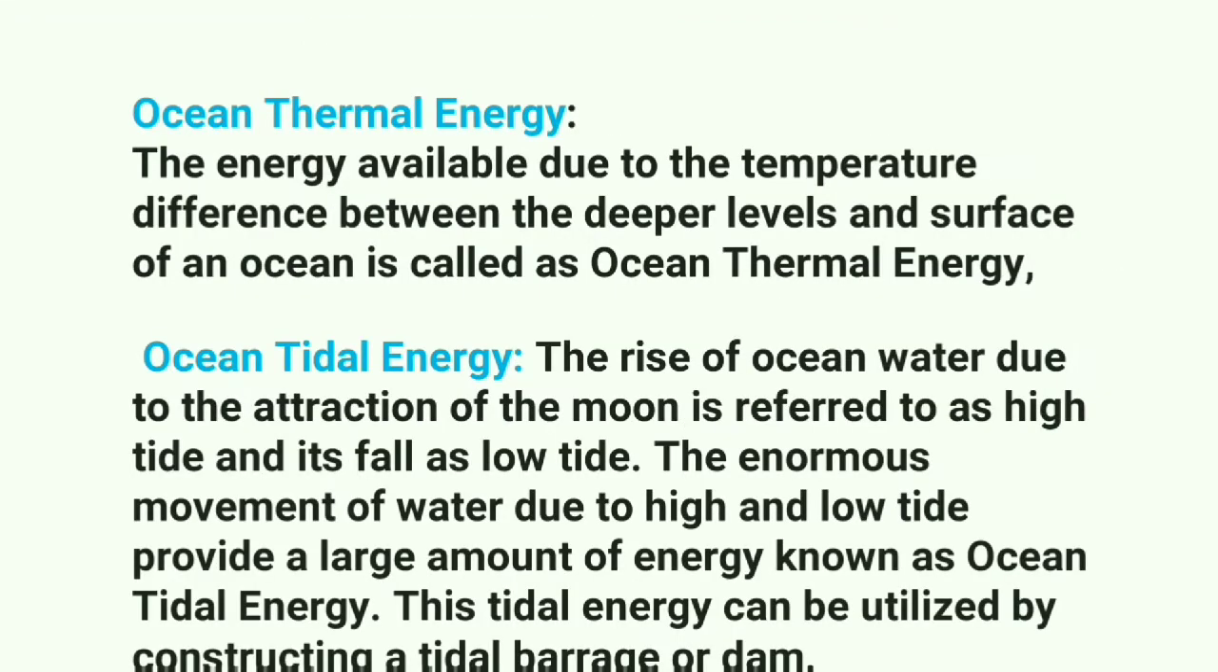Ocean thermal energy. The energy available due to the temperature difference between deeper levels and the surface of an ocean is termed as ocean thermal energy. Ocean tidal energy. The rise of ocean water due to the attraction of the moon is referred to as high tide and its fall as low tide. The enormous movement of water due to high and low tide provides a large amount of energy known as ocean tidal energy. This tidal energy can be utilized by constructing a tidal barrage or dam.